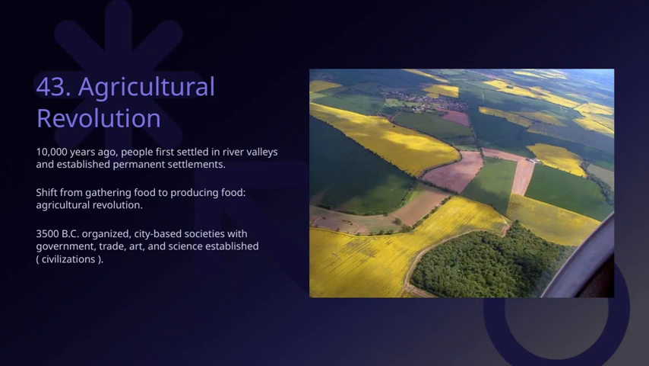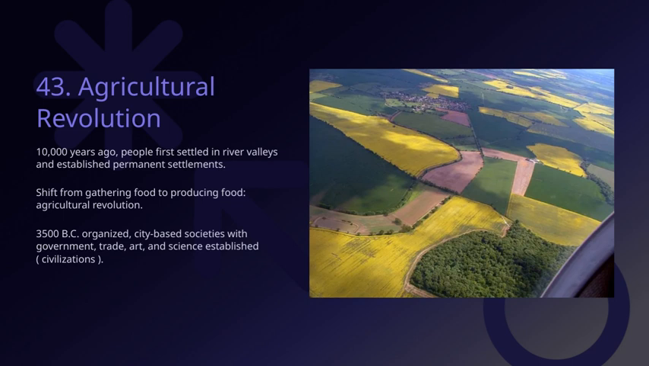Around 3500 BC, we see the rise of organized, city-based societies. These civilizations had established governments, engaged in trade, and made significant advances in art and science. This marks a major milestone in human history, showing how societies became more complex and structured.